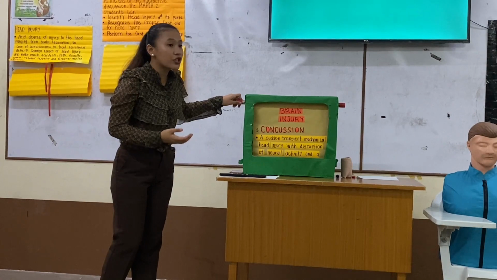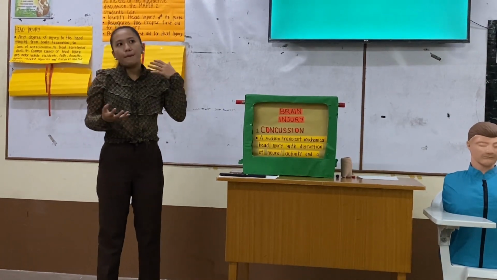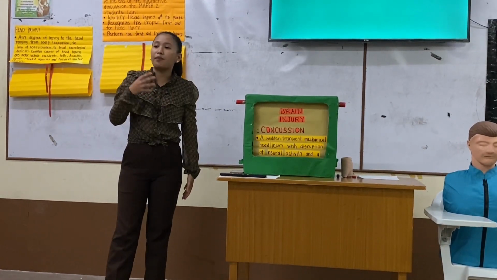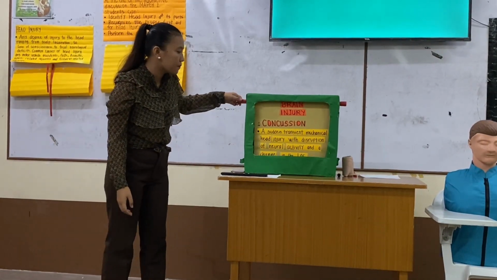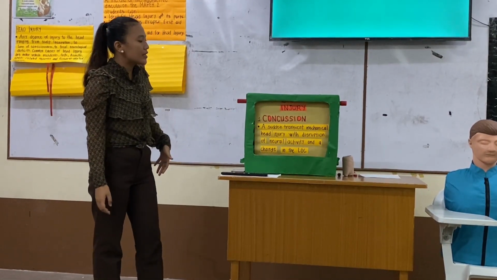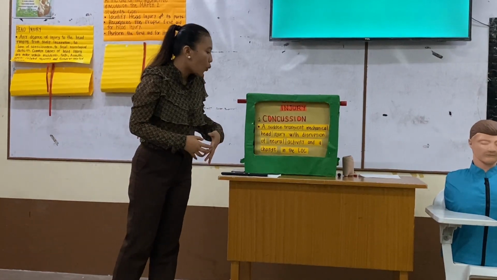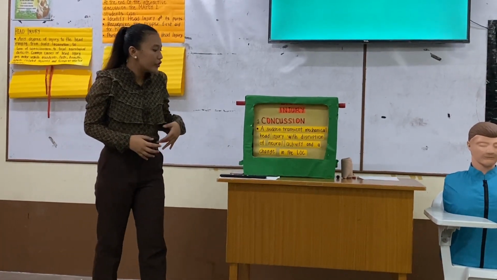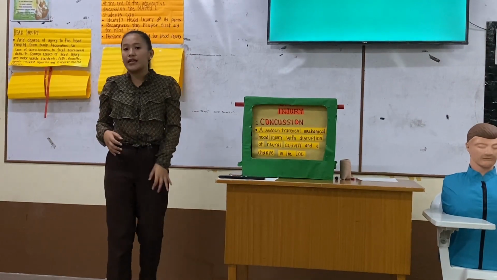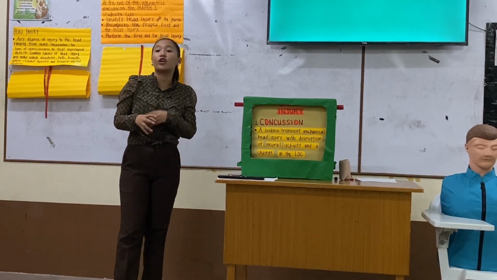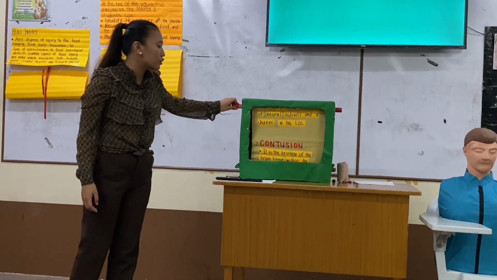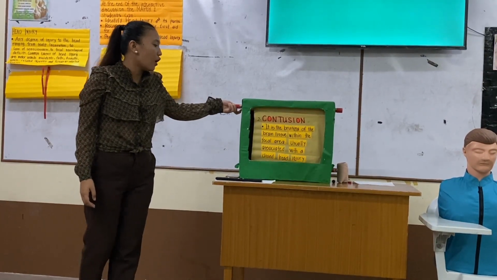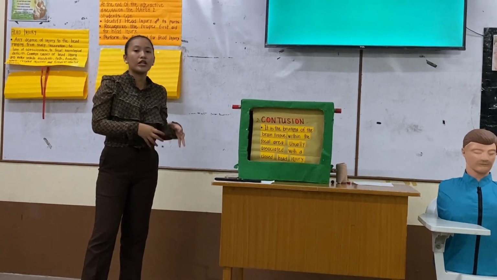But, in brain injury, we have the major head trauma and the minor head trauma. For major head trauma, we have concussion. Concussion is a sudden transient mechanical head injury with disruption of neural activity and LOC. So LOC meaning the loss of consciousness. That is concussion. The second one is the contusion, the bruising of the brain tissue. So this is the major one.